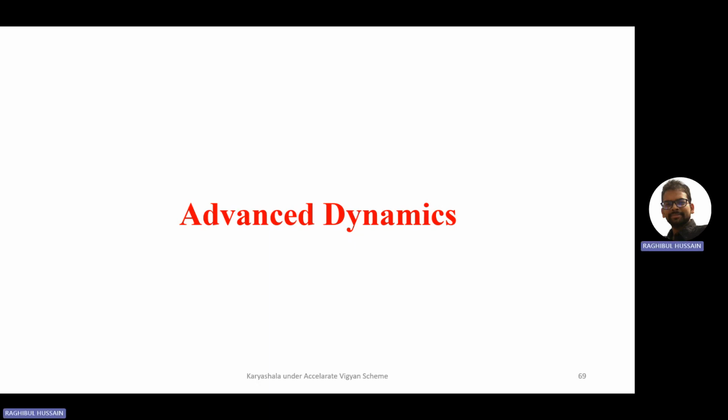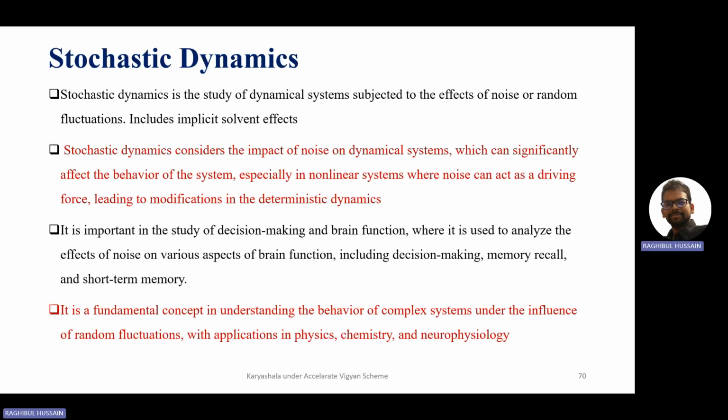So now we will start some of the advanced dynamic methods. First, we go through the stochastic dynamics. It says that stochastic dynamics is the study of dynamical systems subject to the effect of noise or random fluctuation. It includes the implicit solvent effect. We'll see what the implicit solvent and explicit solvent methods are.